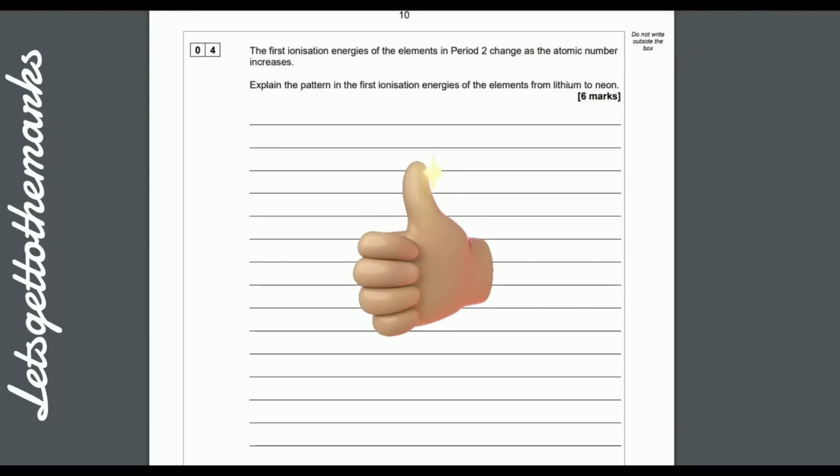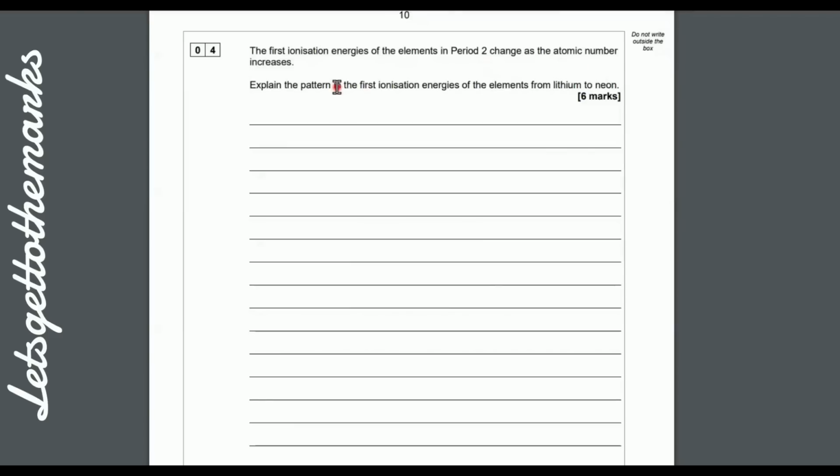Right, let's get into this one. The first ionization energies of the elements in period 2 change as the atomic number increases. Explain the pattern in the first ionization energies of the elements from lithium to neon. And this one's worth 6 marks.